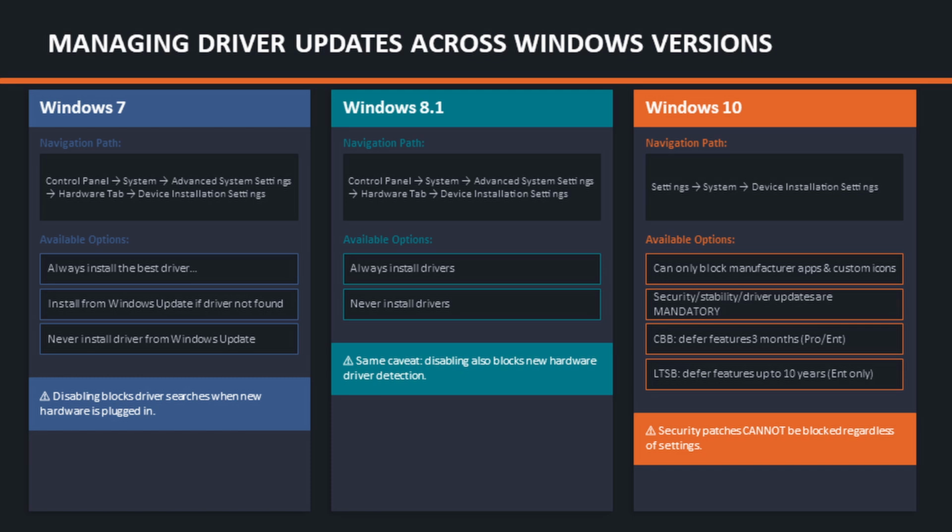Current Branch for Business defers feature updates for up to 3 months. Long-Term Servicing Branch, available on Enterprise editions, defers feature updates for up to 10 years. Neither option, however, affects security, stability, or driver patches. Those remain mandatory. For all versions that support group policy, Windows Pro and Enterprise, the setting Turn Off Windows Update Device Driver Search Prompt under Administrative Templates, System, Driver Installation prevents users from being prompted to initiate driver downloads. This is a useful middle ground that reduces risky user-initiated driver installs while preserving automatic security patching.